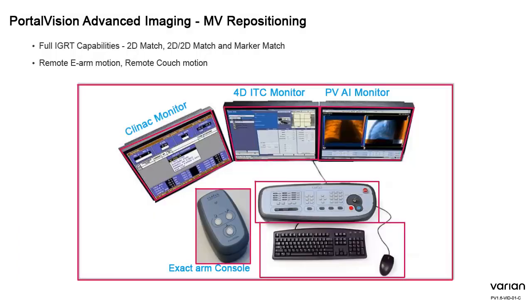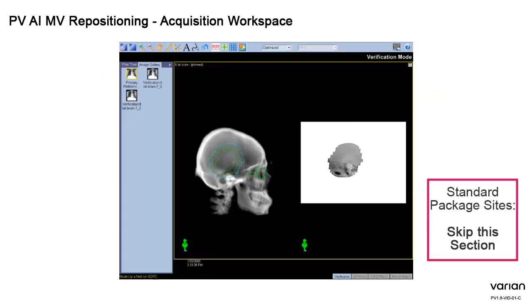Let's look at the optional MV repositioning solution. It has 2D match and marker match workspaces. It also features remote arm and couch movement and supports e-arm only environments. The 2D match workflow for MV repositioning is the same as PVAI.